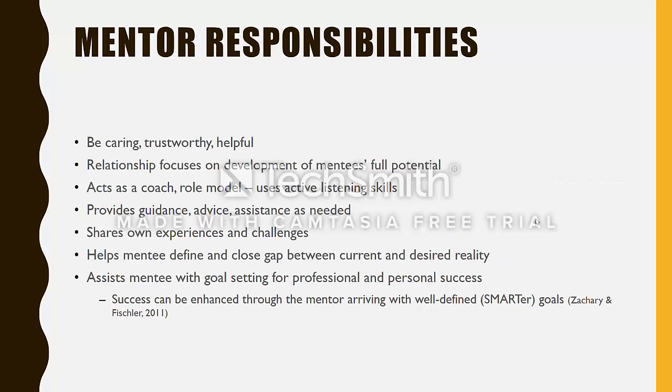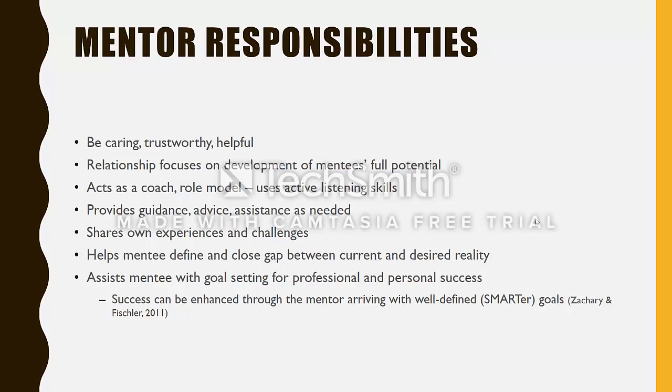In terms of responsibilities for the mentor, a mentor does have the responsibility, keep this in mind as you choose a mentor and you begin to work with a mentor, of being caring, being trustworthy, and being helpful towards their mentee. Maintaining focus of the relationship on development of the mentee's full potential. Acting as a coach or a role model, definitely using active listening skills in the context of that mentoring relationship. And then really a mentor has a responsibility to provide guidance, advice, and assistance as needed to their mentee. A mentor also has a responsibility to be forthcoming and sharing their own experiences and really being transparent about their own challenges that they face.